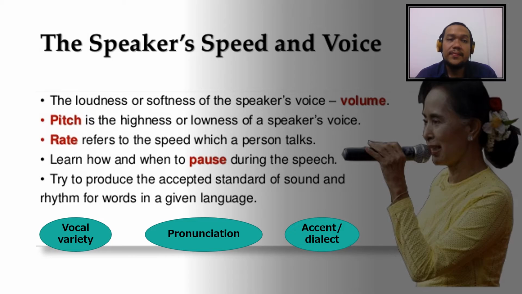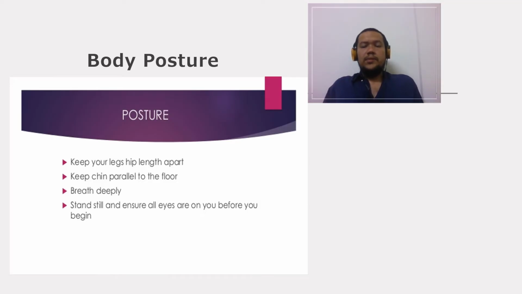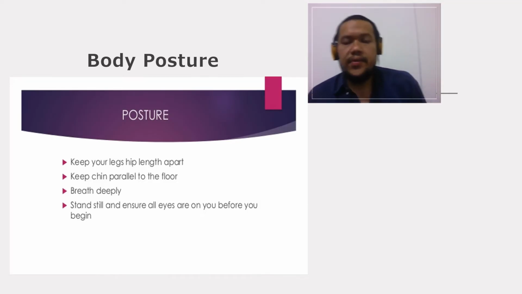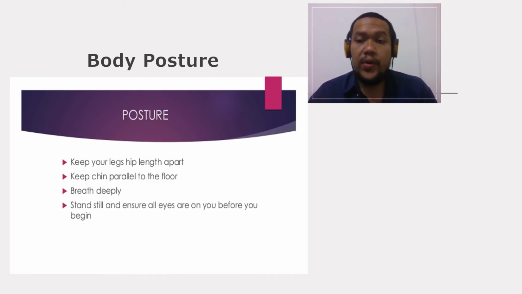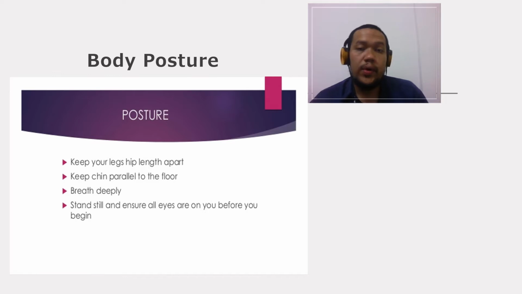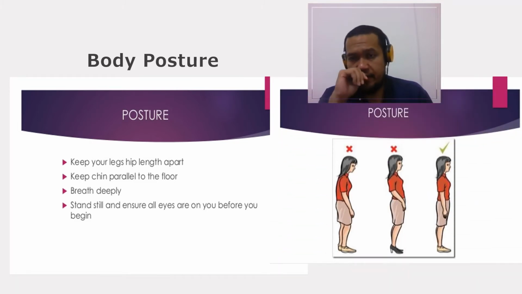All right, one of the most important things in delivering a speech is what we call body language, and there are many body languages that we have to focus on. One of them is body posture. All right, when you give a speech, you have to keep your legs hip-length apart. All right, keep your chin parallel to the floor and breathe deeply, stand still, and ensure all eyes are on you before you begin.